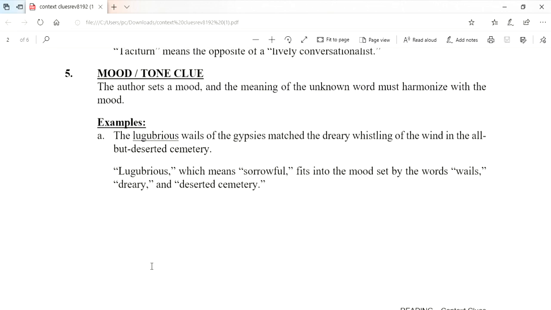Let's look at the aspect of mood or tone clues. So when you have a mood or tone clue, the mood of the person or the tone of the person will also tell you a clue about the word. Okay, the author sets a mood, and the meaning of the unknown word must harmonize with the mood.